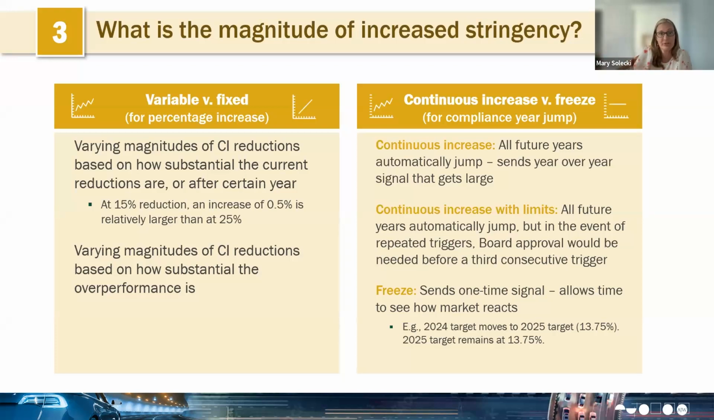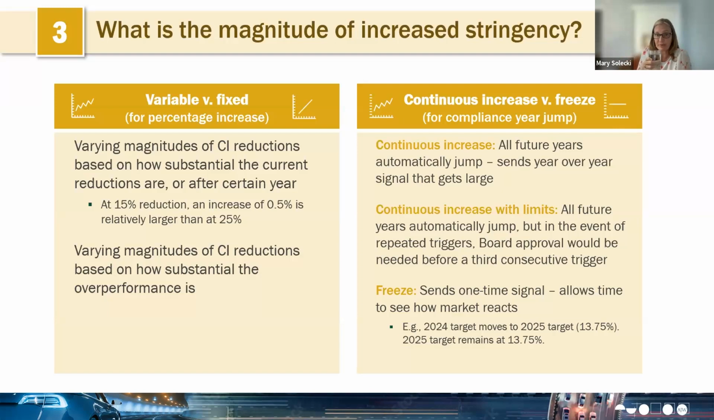The bottom line here is that we did land on the compliance year jump as probably the strongest proposal and the one that would give market participants the most amount of certainty and the right amount of signal to increase investments and continuously generate credits in the marketplace.